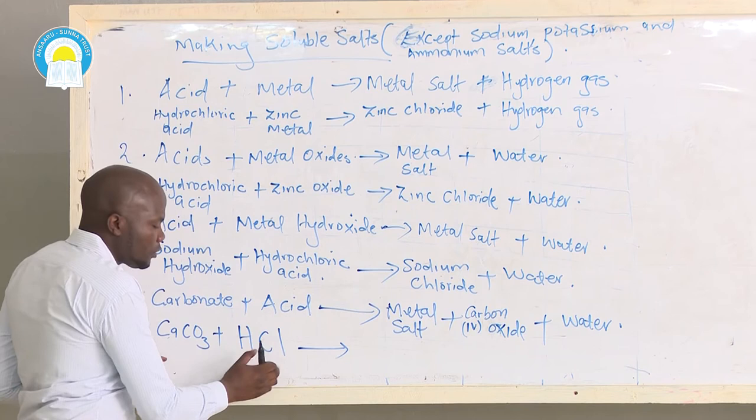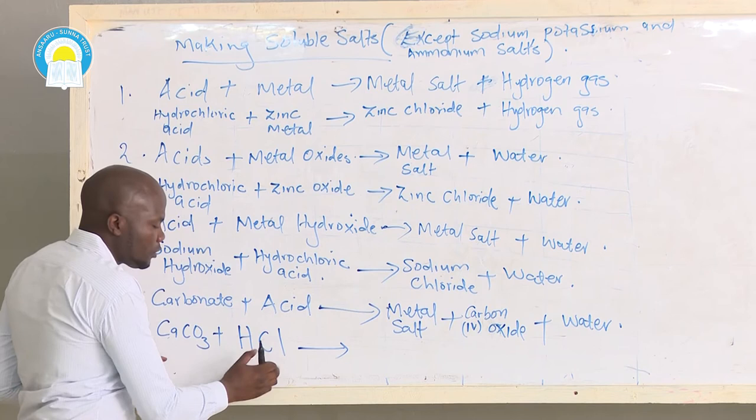So a metal reacted with an acid, we end up getting a metal salt and hydrogen gas. I have used an example of these metals, zinc metal. Zinc metal and an acid, I have used hydrochloric acid. So hydrochloric acid reacted with zinc metal, we end up getting a soluble salt, that is zinc chloride, and hydrogen gas must be there because it is a reaction that involves a metal and an acid.